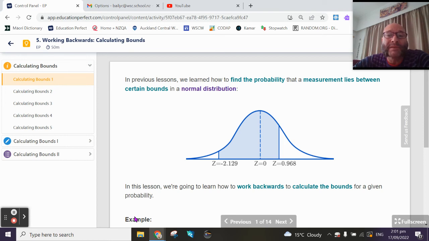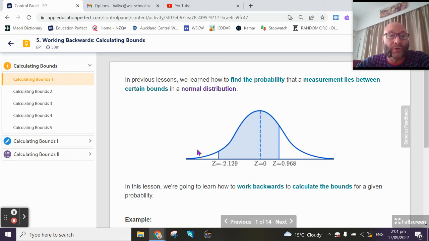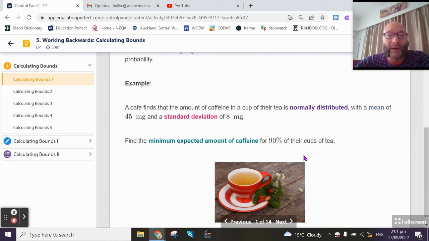Now, in problems up to this point, you've been looking to find a probability based on a certain z-score. What's going to happen now is somewhere in the question, you will already be told what a probability is. You're going to have to find a certain component of the question. So let's have a look at a question.